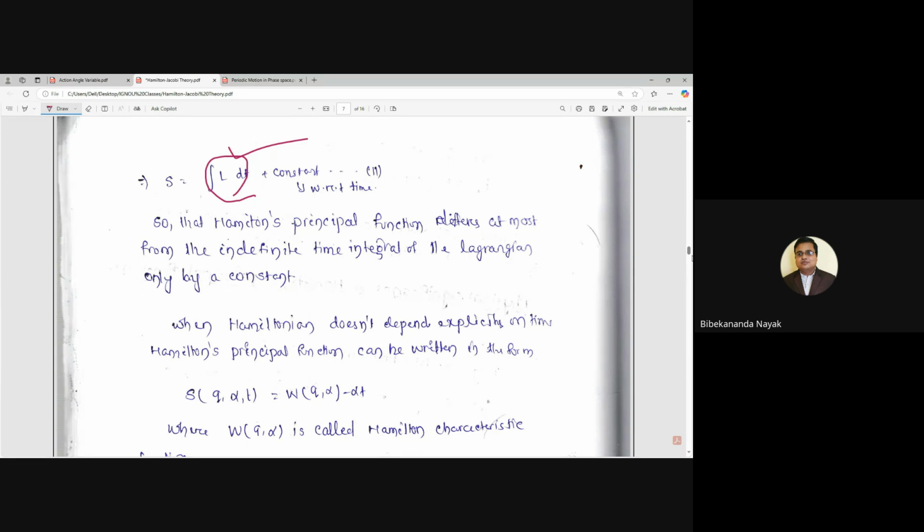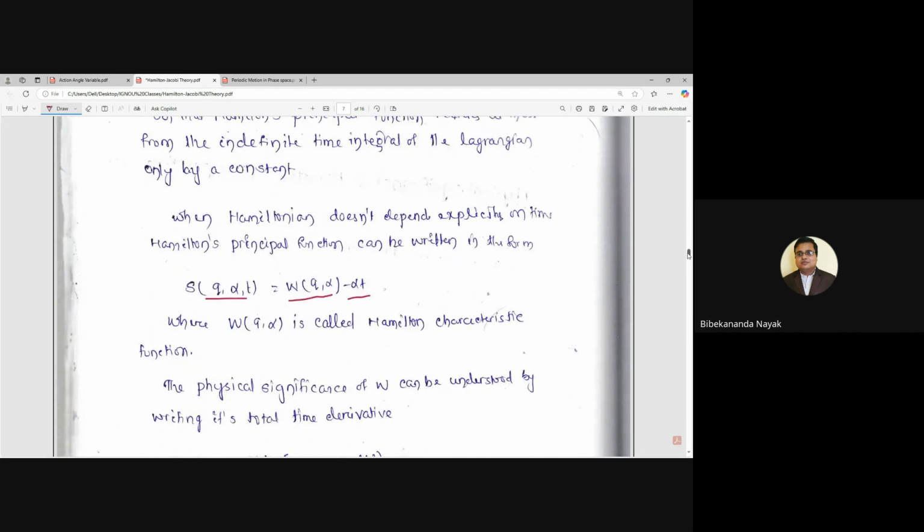When the Hamiltonian does not depend explicitly on time, its time is absent, then Hamilton's principal function can be written as a function of q, alpha, t. If the function does not contain time, we have to extract time from that. So I write like this, minus alpha t, separate from W(q, alpha). At that time, W(q, alpha) is called the Hamilton's characteristic function. Okay.